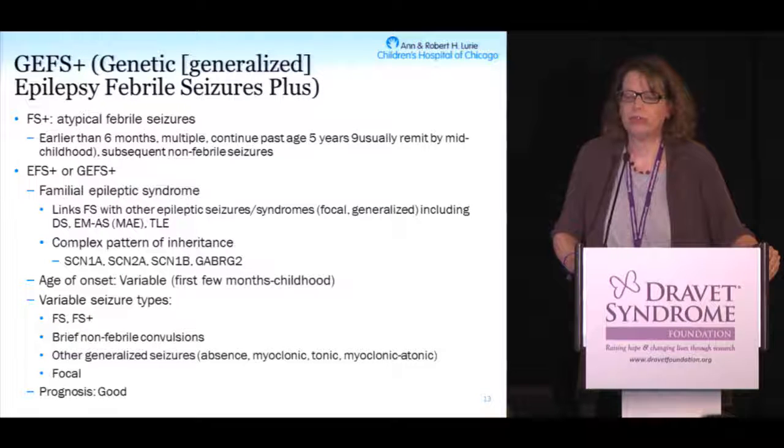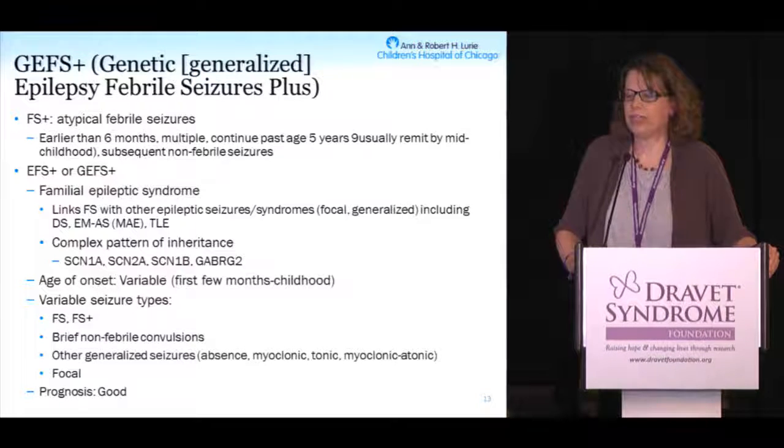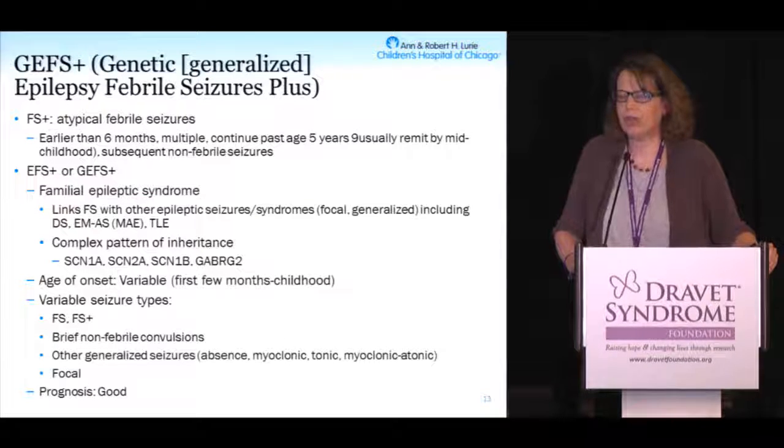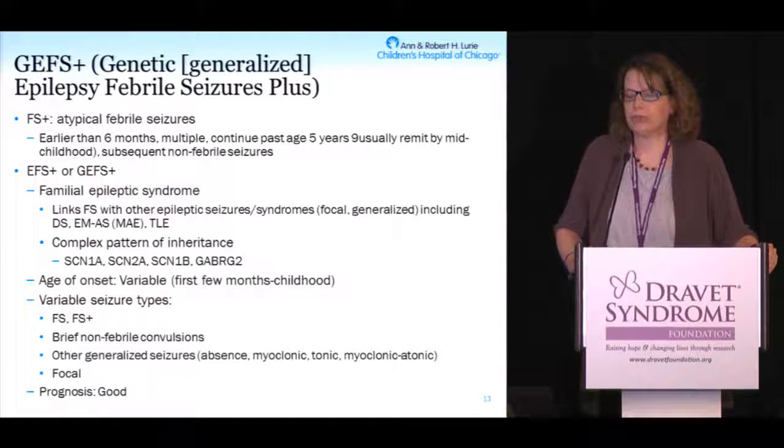As opposed to children who have febrile seizures plus, which just simply means there's something atypical about their febrile seizures. Earlier than 6 months onset, multiple or continuous seizures past 5 years of age, even though they still subsequently remit by mid-childhood, or subsequent non-febrile seizures.